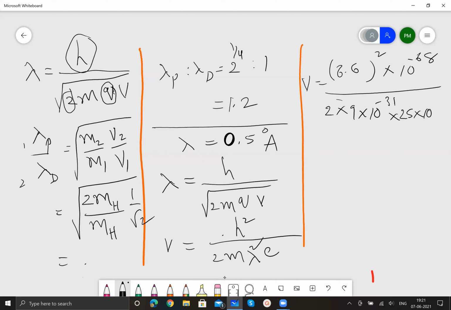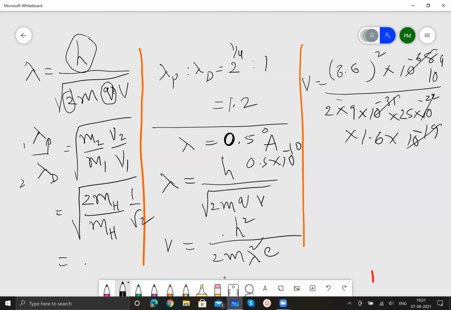Lambda is 0.5 into 10 to the power of minus 10 meters, which means 5 into 10 to the power of minus 11 meters. So lambda square is 25 into 10 to the power of minus 22, multiplied by 1.6 into 10 to the power of minus 19. Minus 31 minus 19 is minus 50. Minus 50 minus 22 gives minus 72. So 10 to the power of 4.